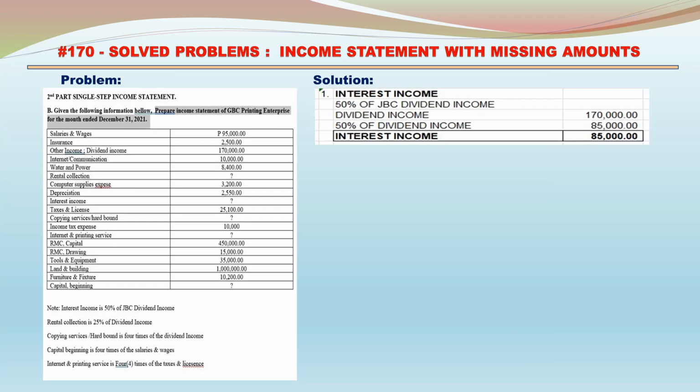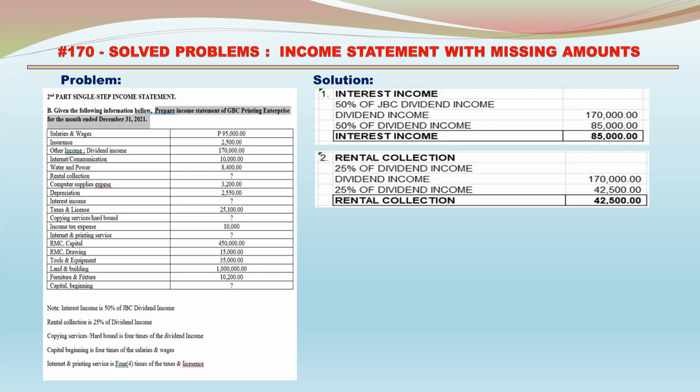Solution workings. Interest income is 50% of GBC dividend income. Dividend income 170,000. 50% of dividend income is 85,000. So interest income is 85,000. Rental collection is 25% of dividend income. Dividend income is 170,000. 25% of dividend income is 42,500. Rental collection is 42,500.